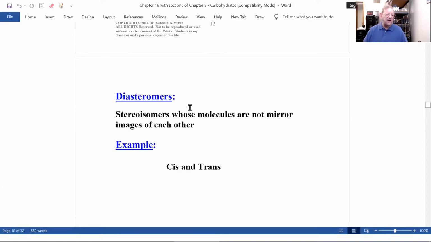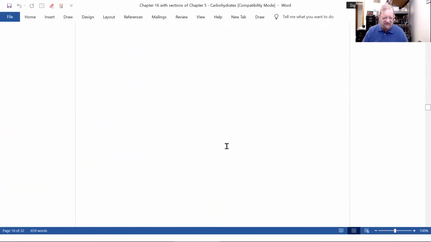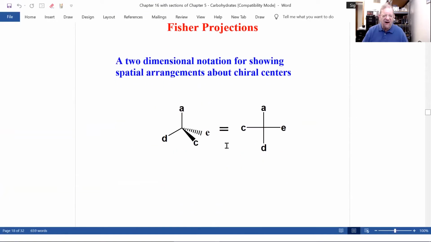And I mentioned diastereomers, which I'll never ask on a test, are stereoisomers whose molecules are not mirror images of each other. Cis and trans are an example of that. Now, I talked about Fisher projections, which I will not put on a test.